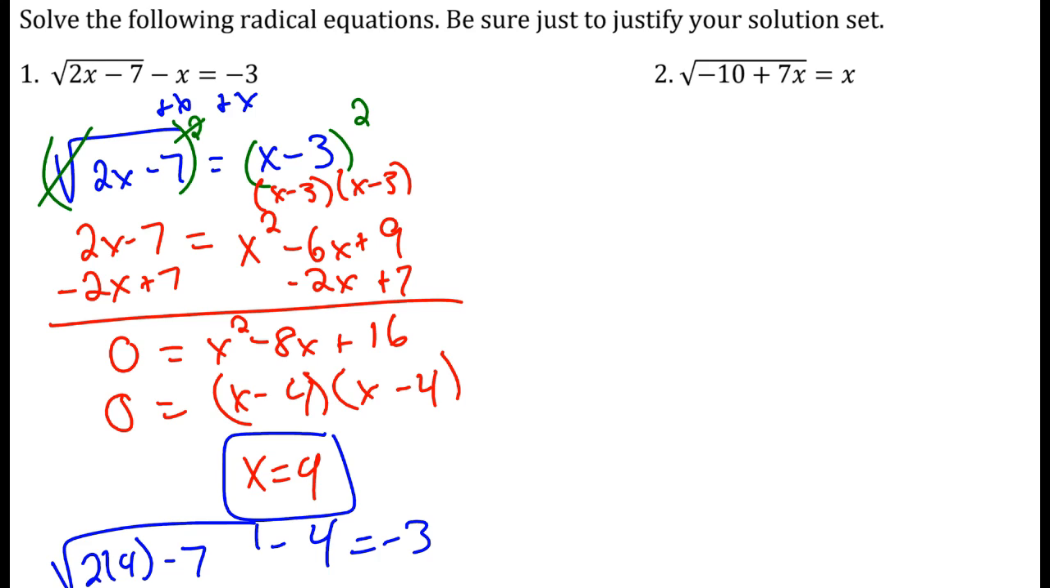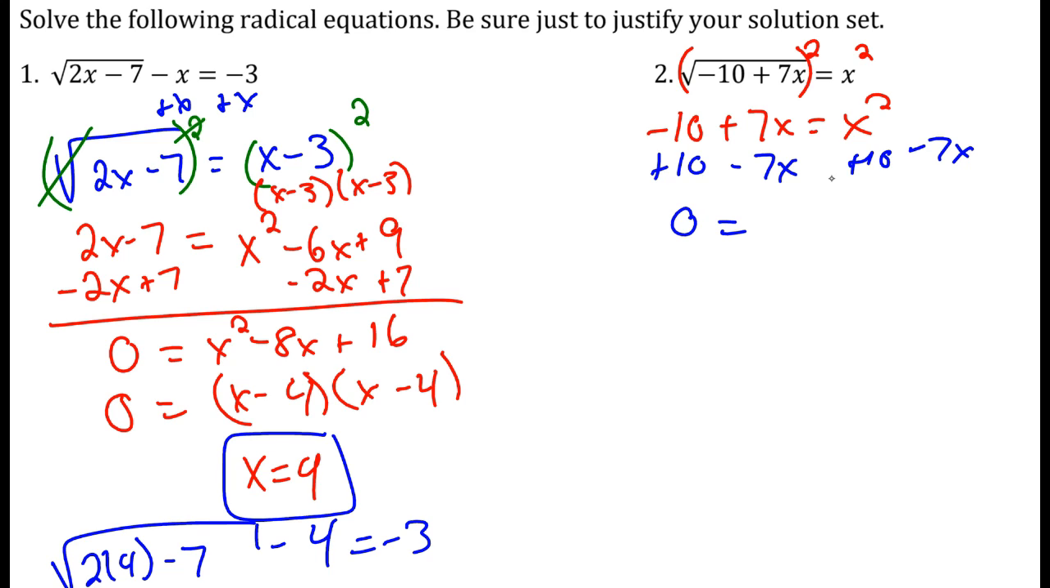Number 2, the square root of negative 10 plus 7x equals x. Well, the radical is already isolated, so I just need to square both sides. Squaring isolates the radical, so I'm left with negative 10 plus 7x equals x squared. It's a quadratic equation, so I'm going to set it equal to 0. I like having a positive x squared term, so I'm going to move these terms over and write it in standard form. x squared minus 7x plus 10, just so it's in standard form.